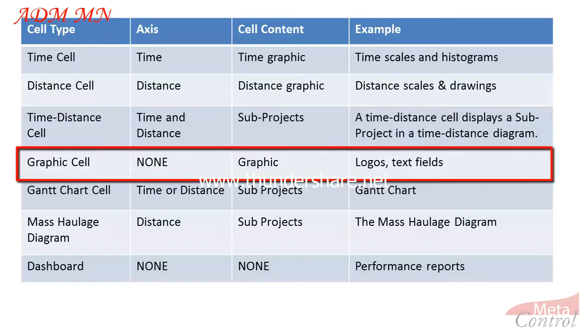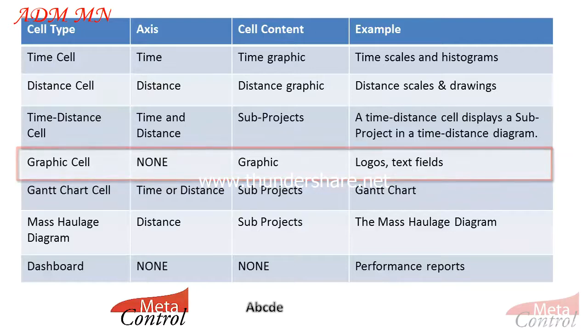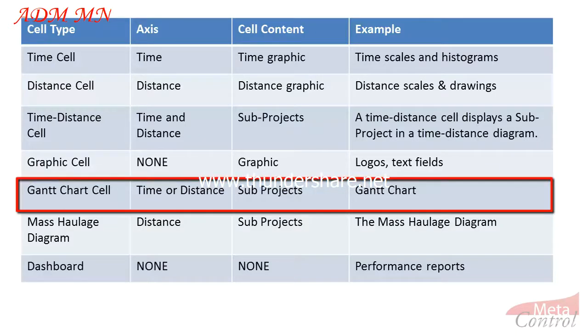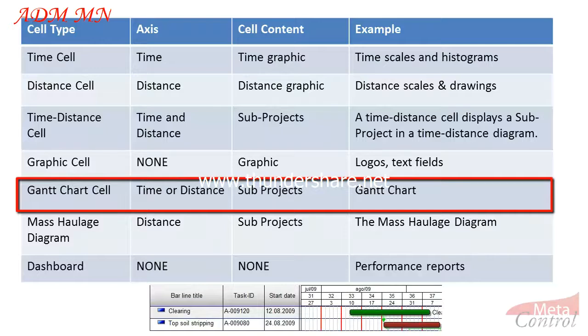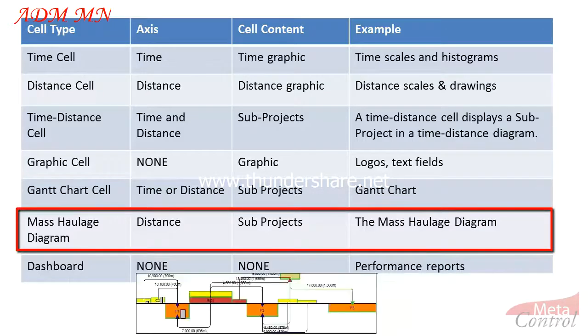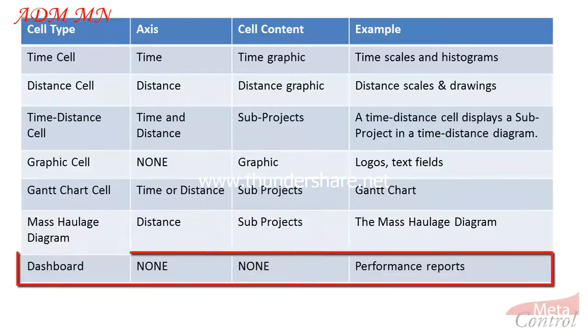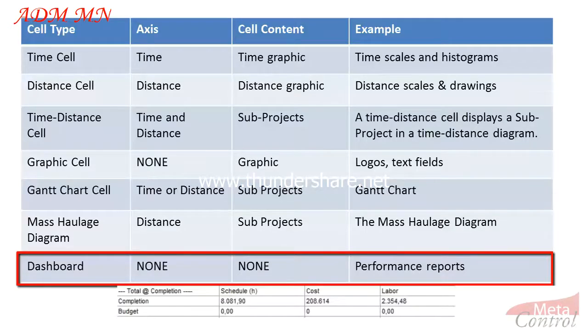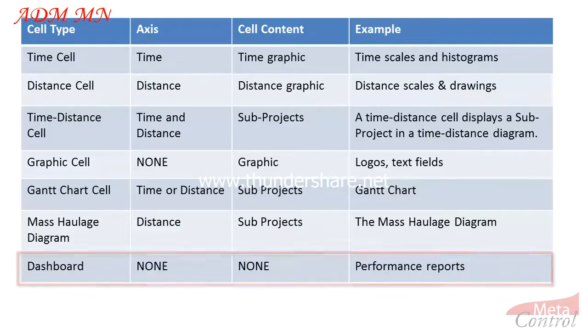Graphic cells. For objects not related to time or distance, as logos, photos, or texts. Gantt cells, used to show the schedule in a Gantt chart view. Mass haul diagram cells, to show cut and fill areas. Very useful in large earthwork projects. Dashboard cells. They are used to show some data from activities, for example, earned value and performance reports.